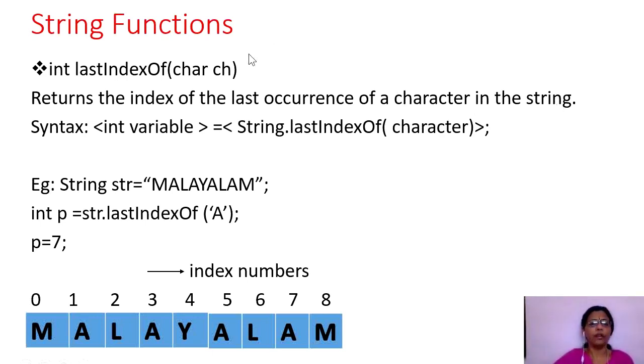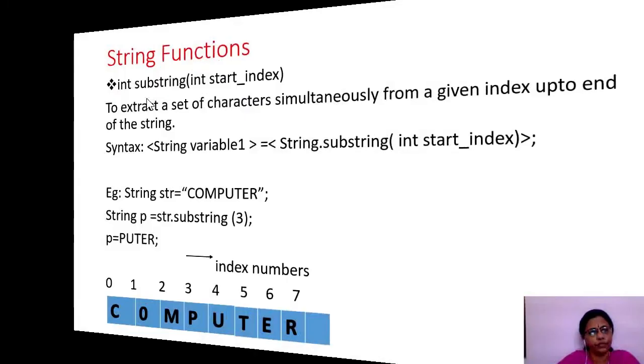So we have learned three indexOf functions. One is indexOf passing one character only, which gives you the first occurrence. Then indexOf with two arguments: one is the character, the other is from where you want to start your search. Then the third function is lastIndexOf, which will give you the last occurrence of a character in the string. I hope these three functions are clear for you.